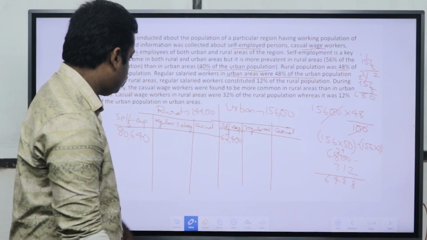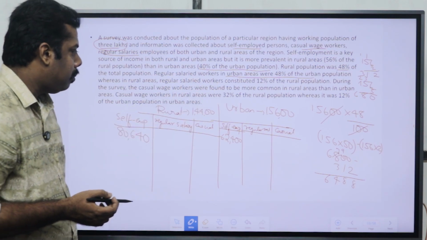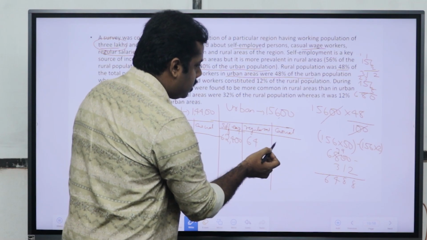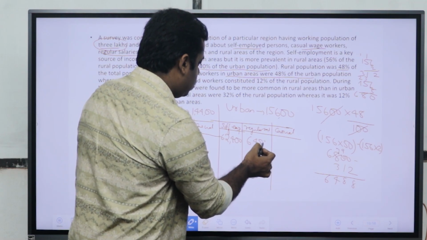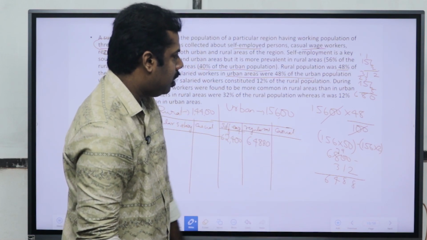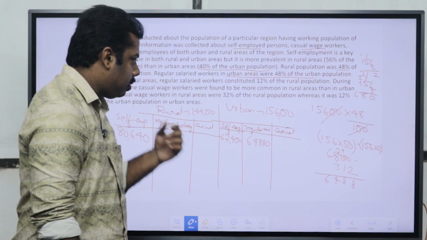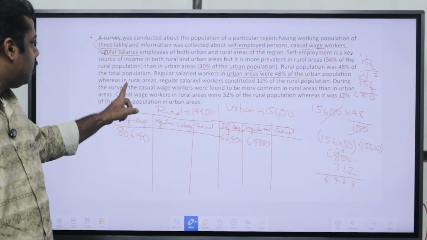So which is the data? Urban population, regular salaried persons are how much? We have a 0 as well. So we have got that data as well. Now moving to the next one.